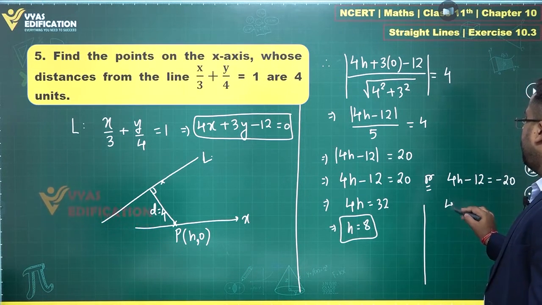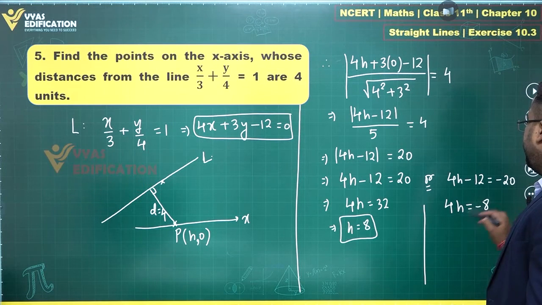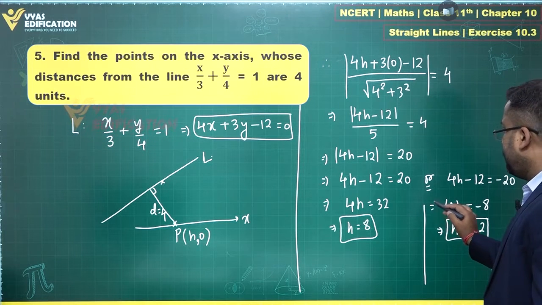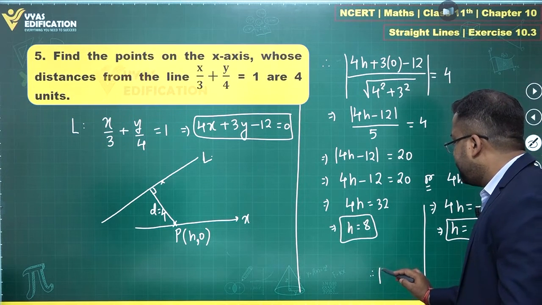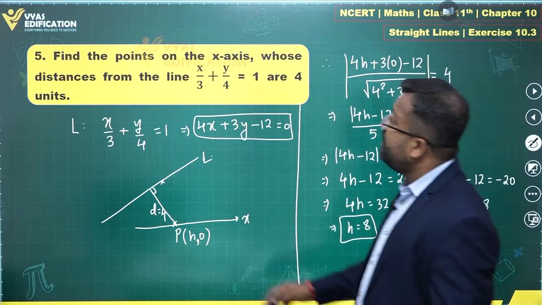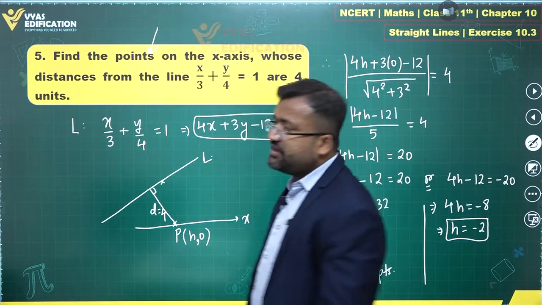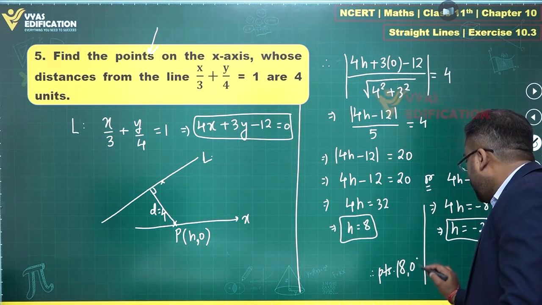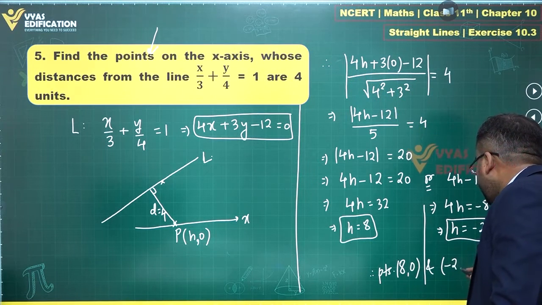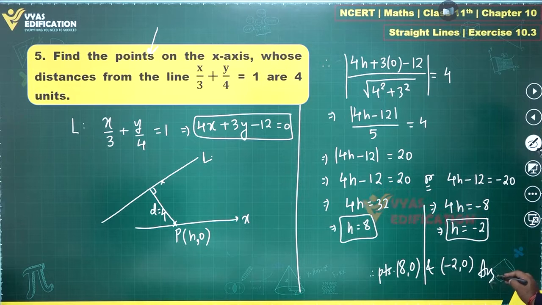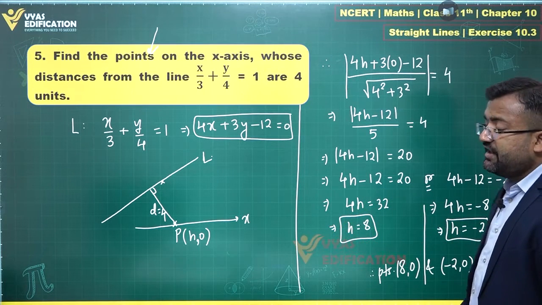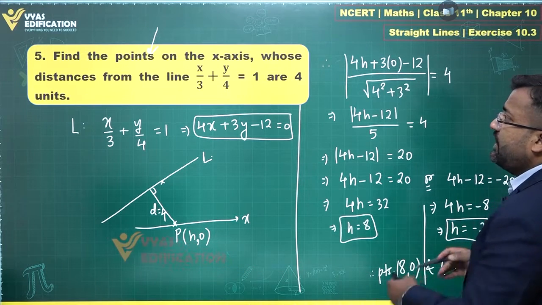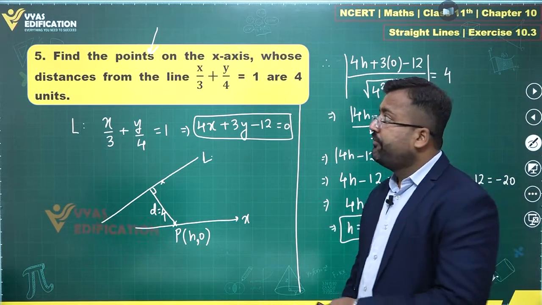Or you get 4h is equal to minus 8, which tells me h is equal to minus 2. So the point could be on the x-axis. If you clearly observe, the question also mentions points. So the points will be (8, 0) and (-2, 0). These will be the points on the x-axis which are at a distance of 4 units from this given line. That's the answer for this particular question.